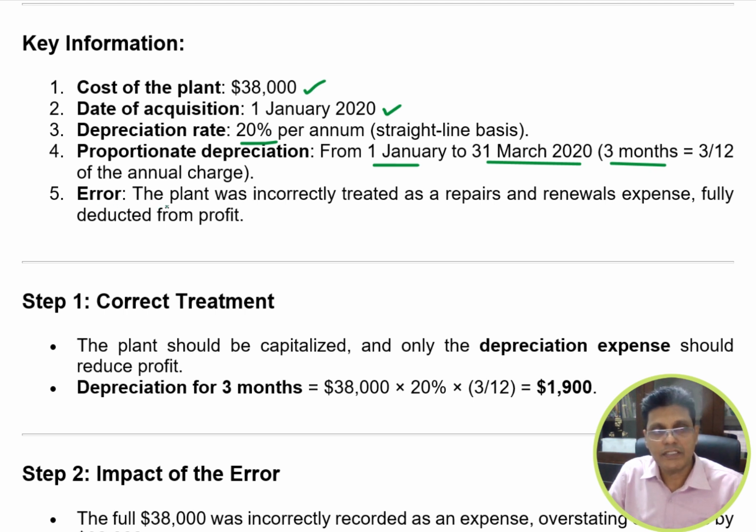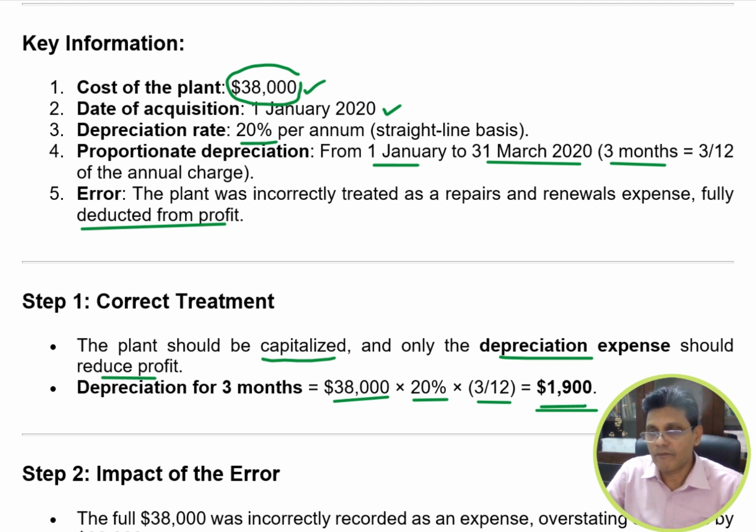What is the error the company has made? The plant was incorrectly treated as repairs and renewal expense, fully deducted from profit. So this is the asset value 38,000. This has been charged as an expense. So therefore the profit has been understated. So what is the correct treatment? The plant should be capitalized and only the depreciation expenses should be charged, and as a result of that it will reduce the profit. So depreciation for 3 months, we need to calculate 38,000 times 20% for 3 months, which is going to be 1,900.